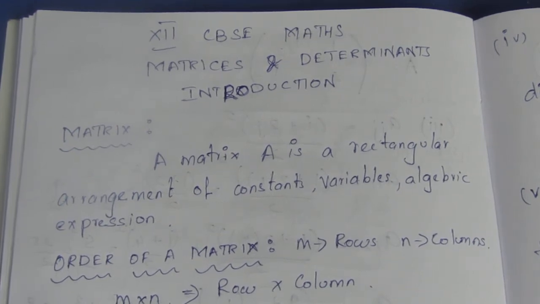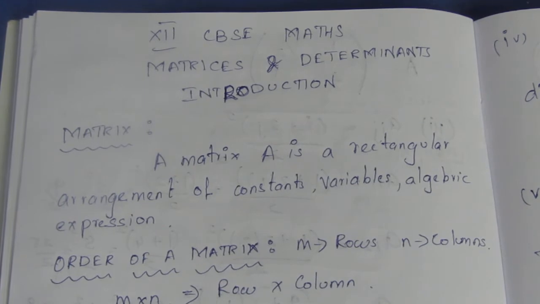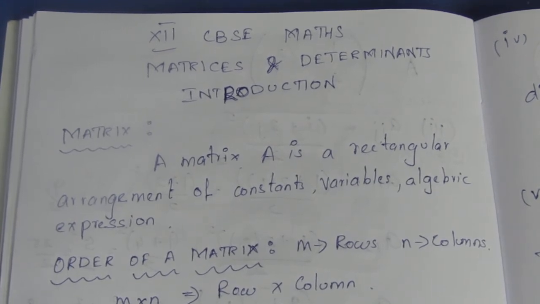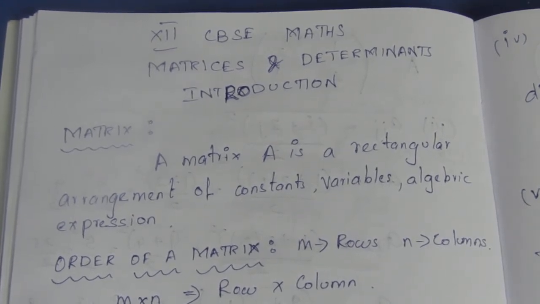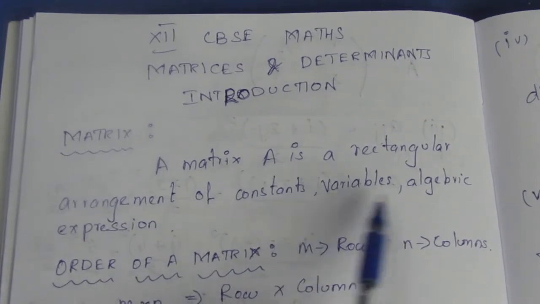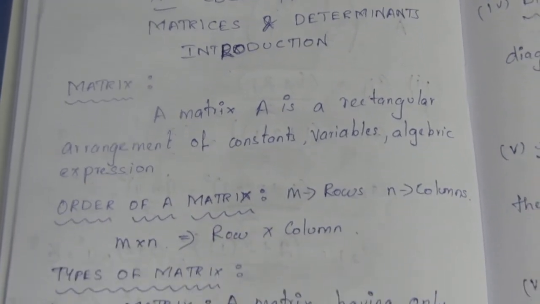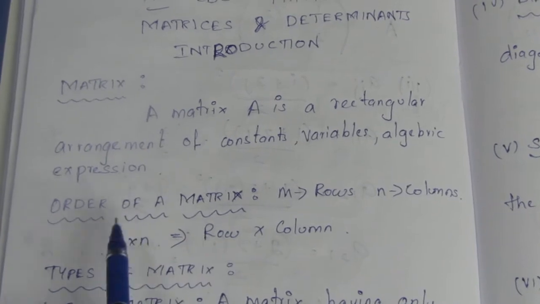Now what is a matrix? A matrix is nothing but a rectangular arrangement of constants, variables, or algebraic expressions. So it is just an arrangement of numbers in a bracket. The arrangement can be of numbers, variables, or any algebraic expressions.